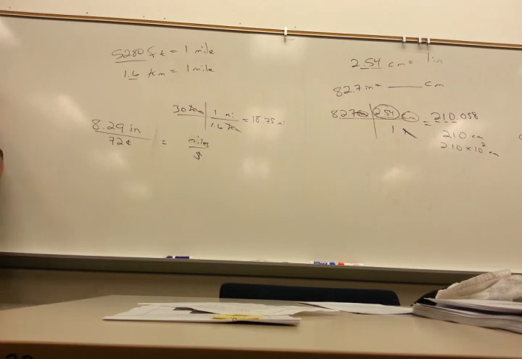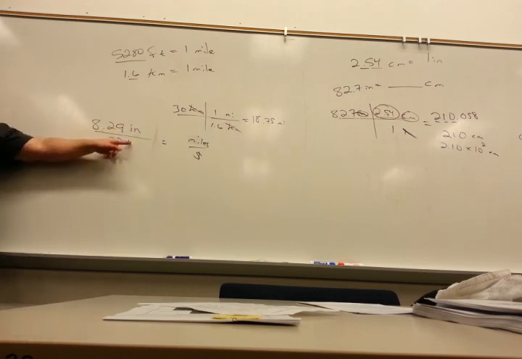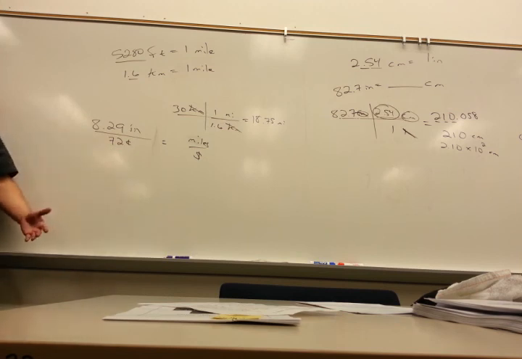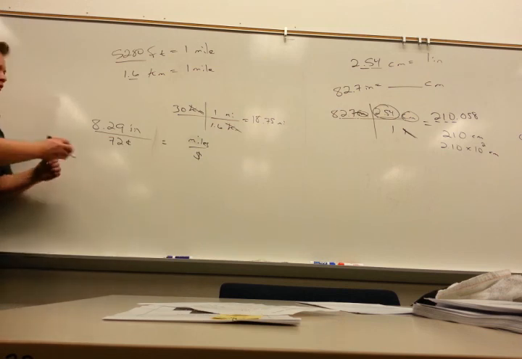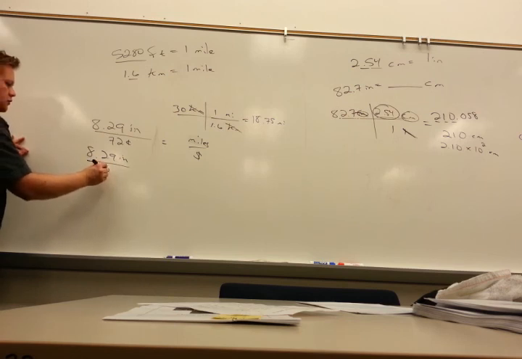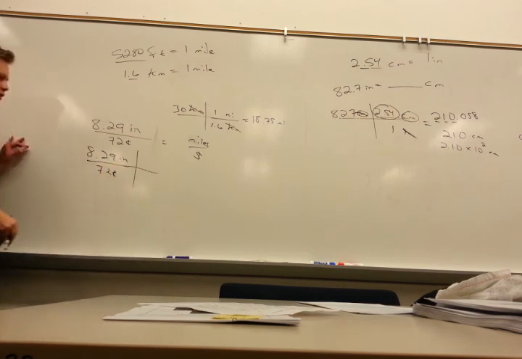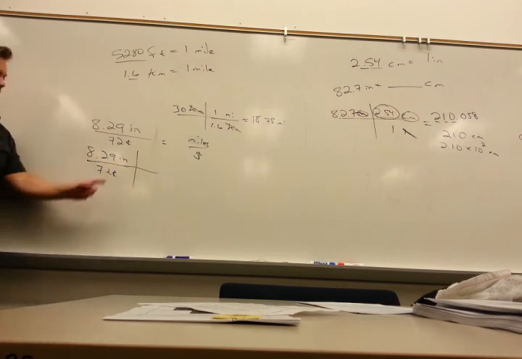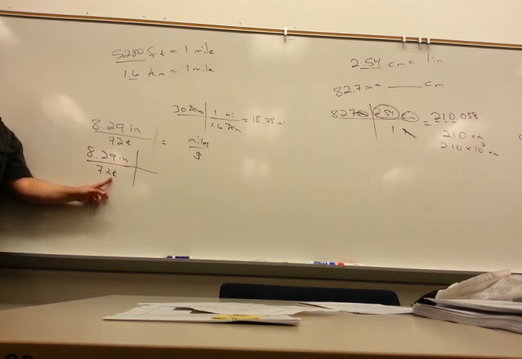So this is a little more complicated one. But the same basic principle applies. You do not worry about the fact that there's a unit on the top and the bottom. The idea is to kill what you don't want there and replace it with what you do want there. So you always start with what you know. I know that it's 8.29 inches for 72 cents. Now which one do you want to attack first? I've got to make that into miles, and I've got to make that into dollars.